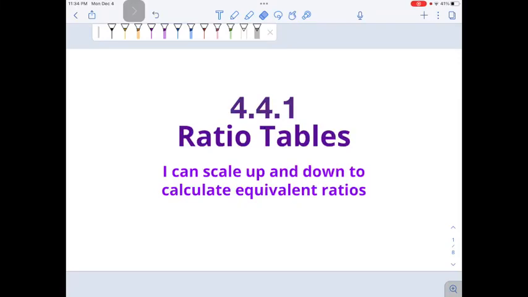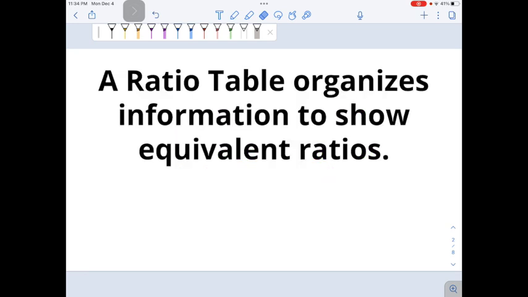Hey, 6th grade, it's lesson 4.4.1, all about ratio tables. I can scale up and down to calculate equivalent ratios. So what is a ratio table? It's a tool that helps us organize information to show equivalent ratios. Let's jump right into this. I think you're going to catch on quickly.